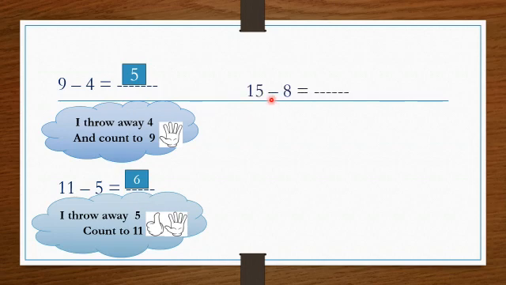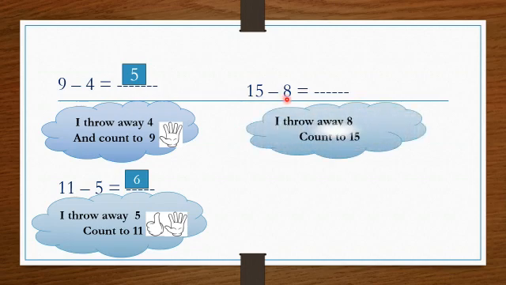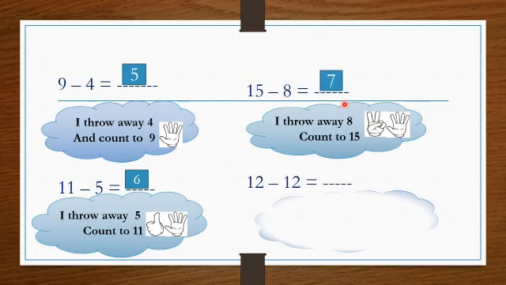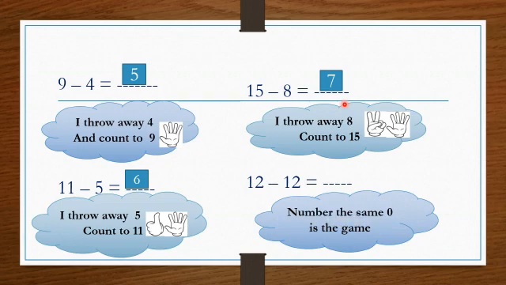15 minus 8. 15 is the bigger number and 8 is the smaller number. Then I throw away 8 and count to 15. 8, 9, 10, 11, 12, 13, 14, and 15. I have 7 fingers, so the answer is equal to 7. 12 minus 12. Number the same, zero's the game. Remember the song, so the answer is equal to 0.